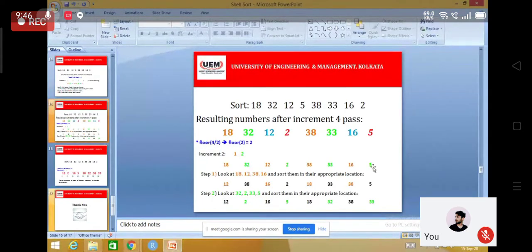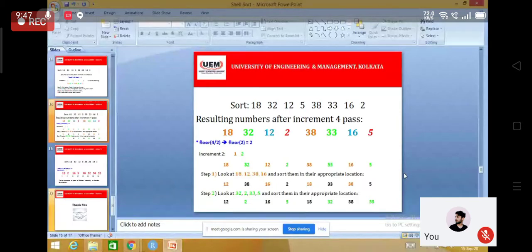So you can see that whenever you are decrementing the gap value, the number of elements in a single set gradually increases. When the gap is larger, the number of elements is lesser. But when the gap is smaller, the number of elements goes on increasing in a single set. So with the same color, I try to denote which belongs to the same group. So 18, 12, 38 and 16 are in the same group. Similarly 32, 2, 33, 5 are in the same group.